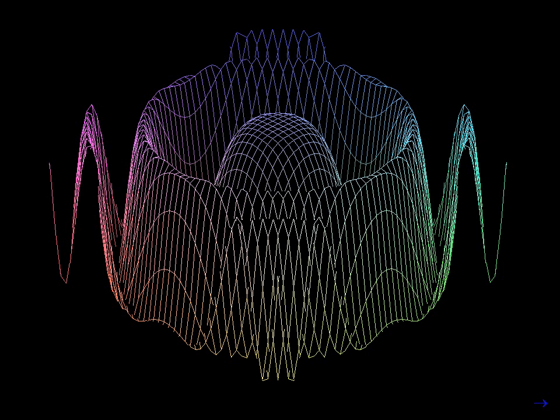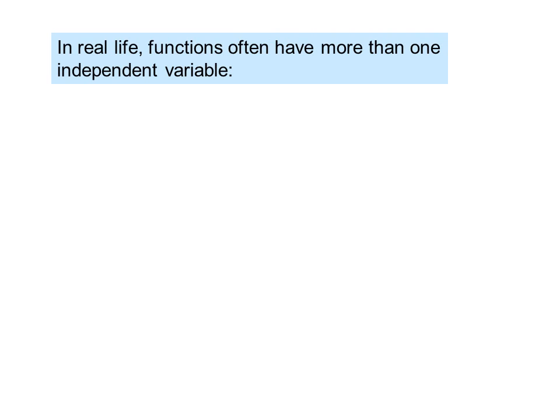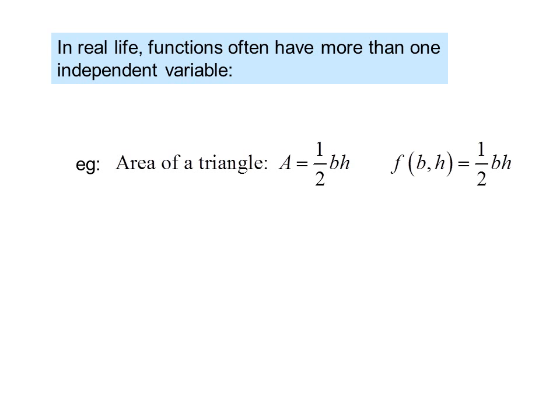Here's an example of a function with two independent variables. In real life, functions often have more than one independent variable. For example, the area of a triangle, A equals 1/2 bh, is a function of the base and the height. We could write f of b, h equals 1/2 bh.